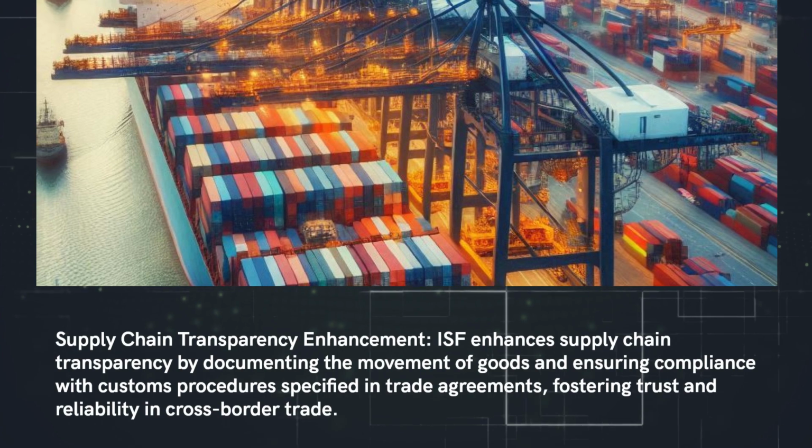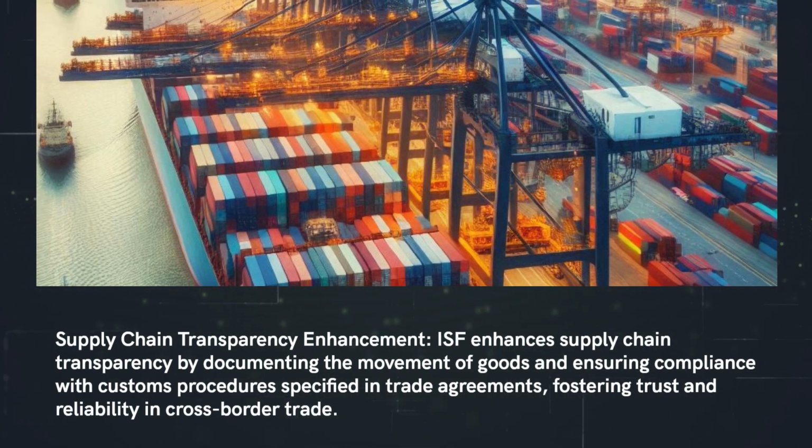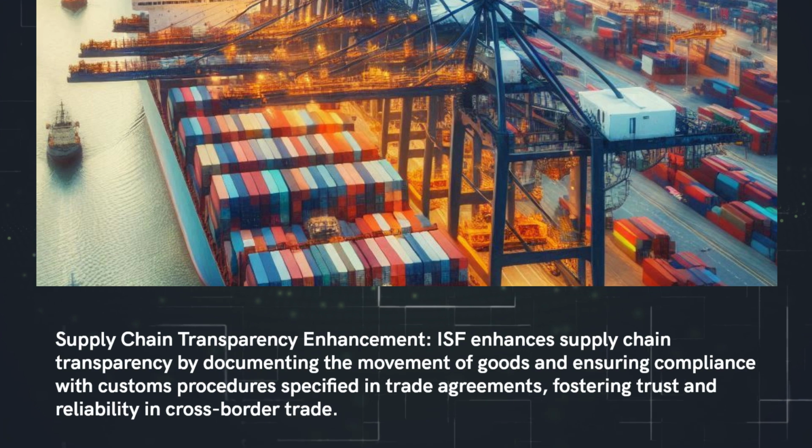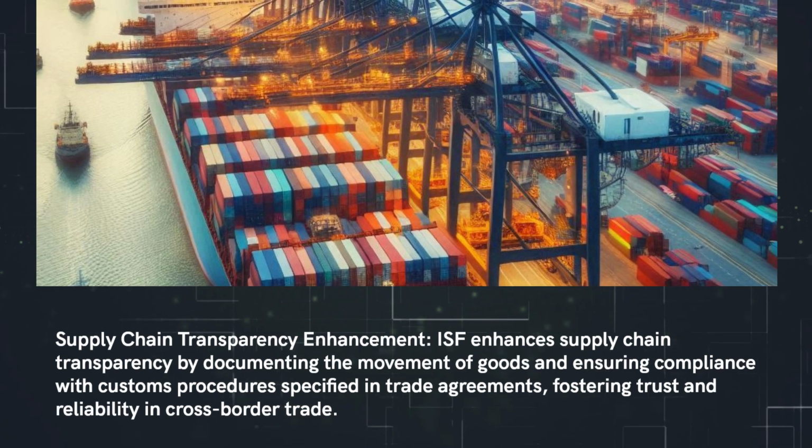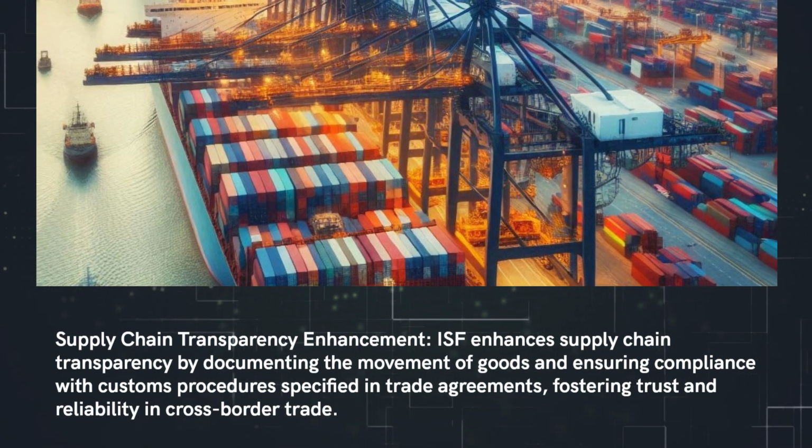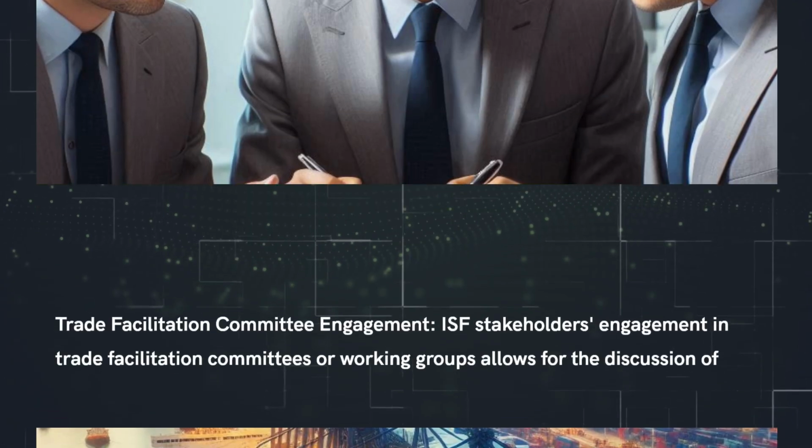Supply chain transparency enhancement. ISF enhances supply chain transparency by documenting the movement of goods and ensuring compliance with customs procedures specified in trade agreements, fostering trust and reliability in cross-border trade.